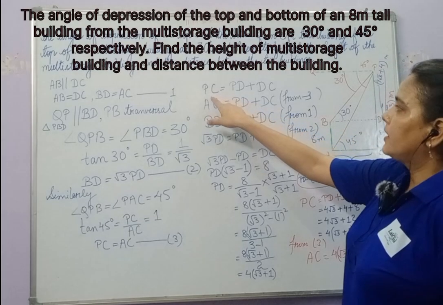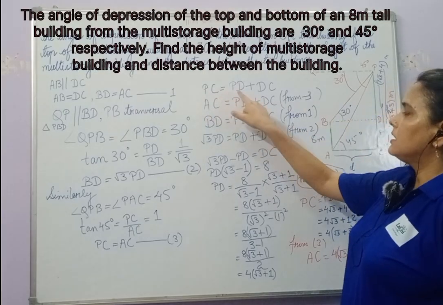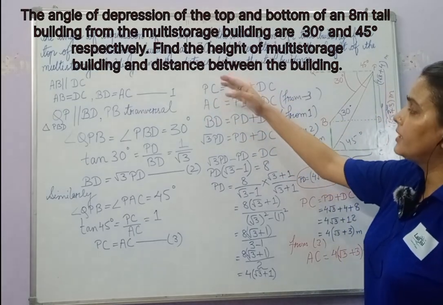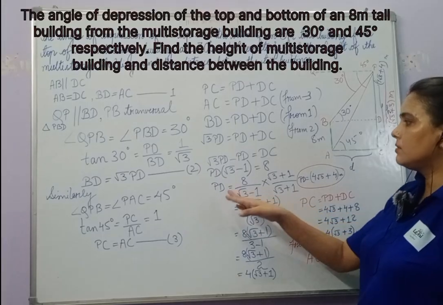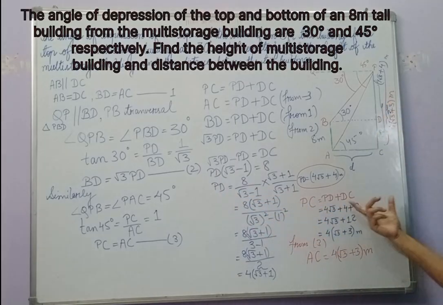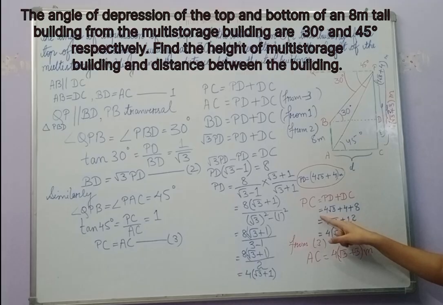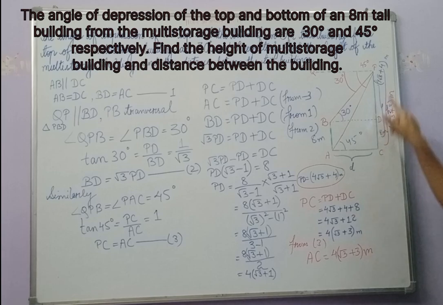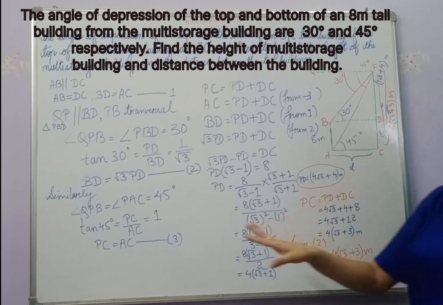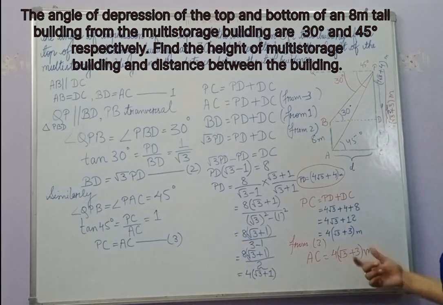So by doing this, PC is equal to PD plus DC. By putting up the values, we get the value of PD. Once you get the value of PD, you just add it with the DC, and then you get the value of PC. Once PC you get, and we know that PC is equal to AC, you get the final value.